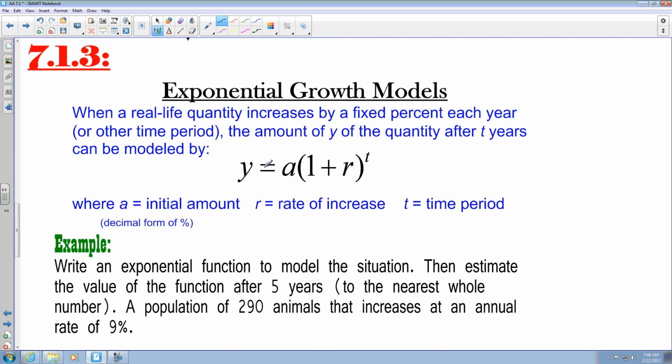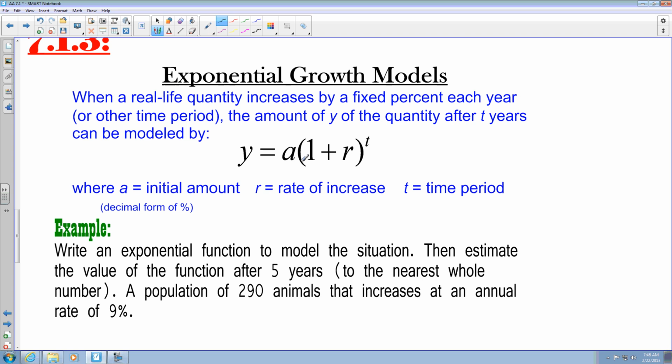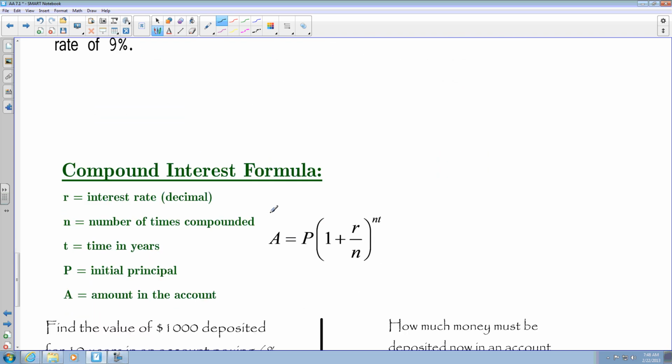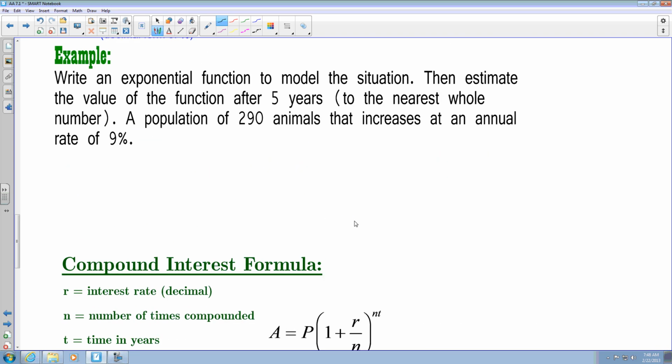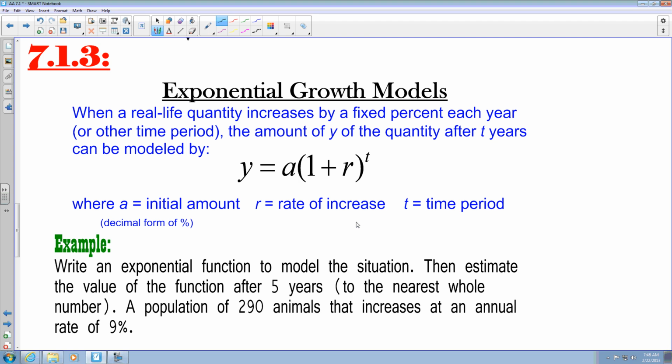let's go to a story problem. I got two different formulas for you. This first one is about exponential growth. The second one is about the compound interest formula. The exponential growth one means if we have an initial amount A, and we have a rate of increase, which is R, which is usually a percentage, and then we have a period of time.